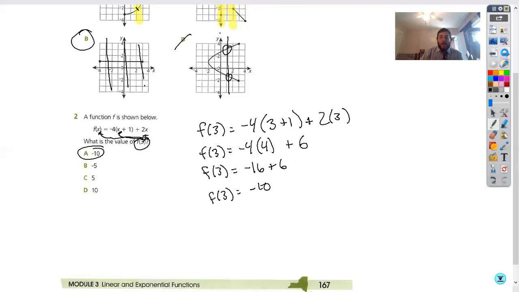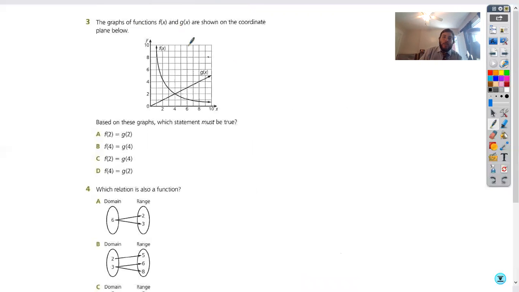All right, moving on to number 3. Number 3 says the graphs of the functions f of x and g of x are shown on the coordinate plane below. Based on these graphs, which statement must be true? So here, if we take a look, the two functions cross here when x is equal to 4. So that means when x is equal to 4, right? So f of 4, it is the same as g of 4. So if we're taking a look, we look for which one of these matches down here, which is choice B.